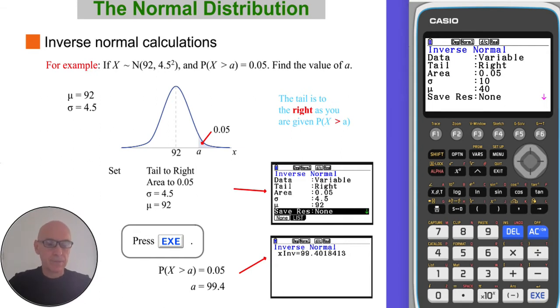Then if we enter the standard deviation as 4.5 and the mean as 92 and press execute, the value of x, in this case a, will be displayed. So a is equal to 99.4.